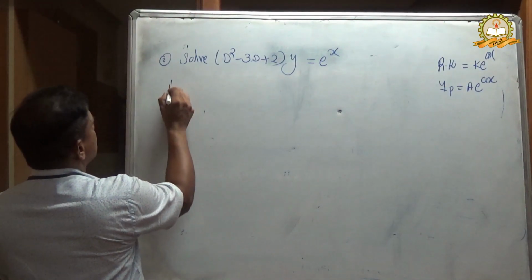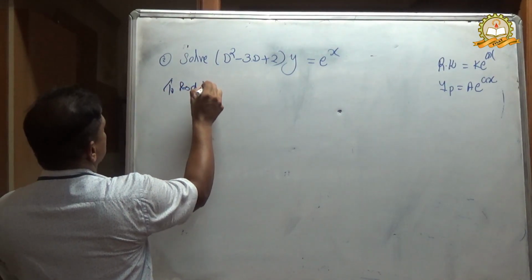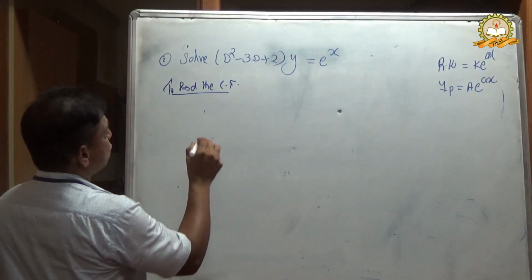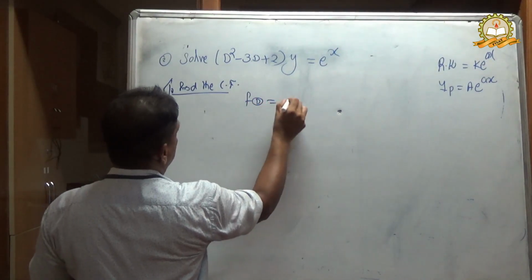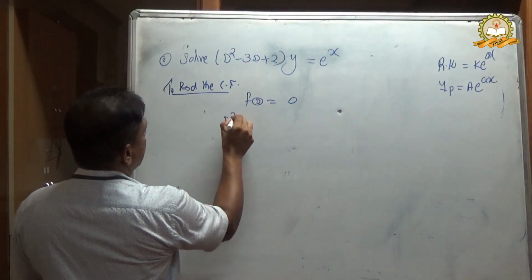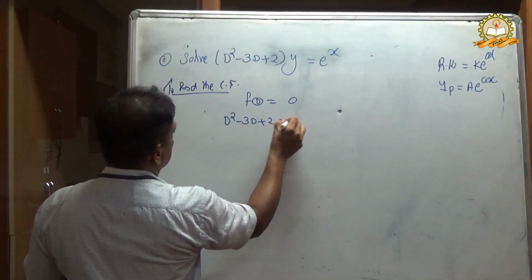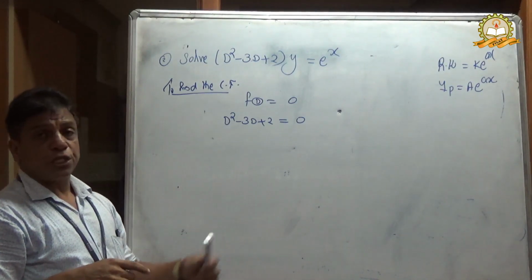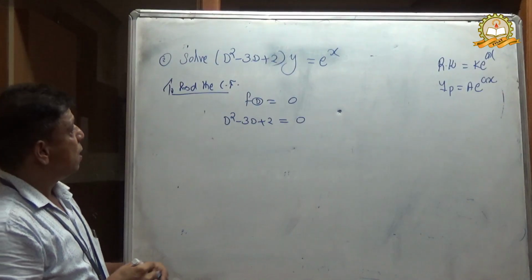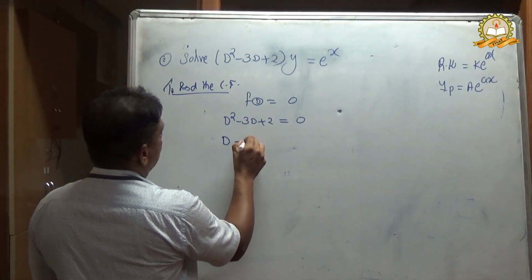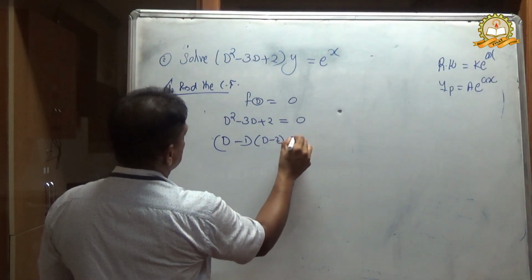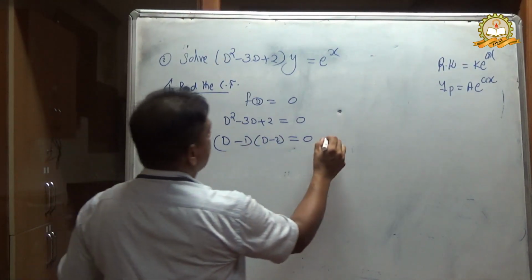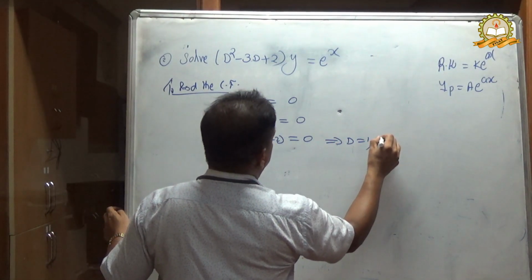The first step is to find the complementary function. For that, f of D is equal to 0. Therefore, D square minus 3D plus 2 is equal to 0. This is a quadratic equation. We solve this polynomial. Therefore, here (D minus 1) into (D minus 2) is equal to 0. That implies D is equal to 1 and D is equal to 2.